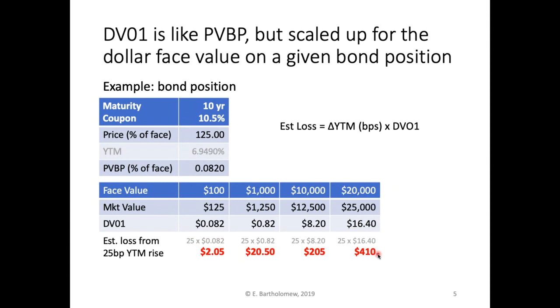Now we could go back and calculate directly the new price based on that 25 basis point change by adding 25 basis points to this yield to maturity, recalculating the price, looking at that price change and then multiplying that by the face. And if we were to do that, we would get these figures, 2.03 up to 405. And as you can see, for a small change, 25 basis points, these two are pretty close.